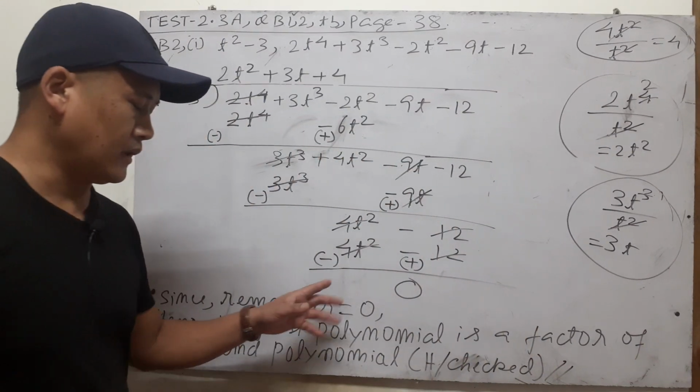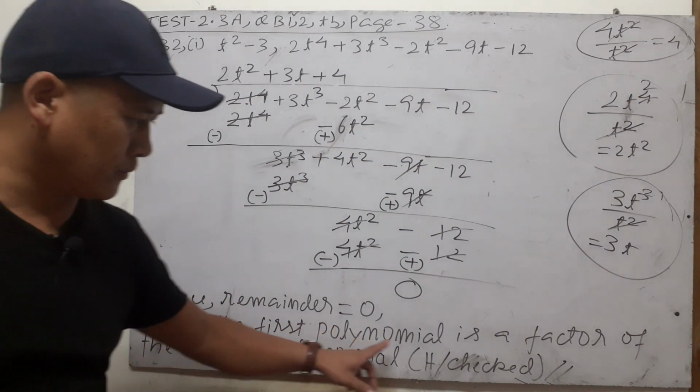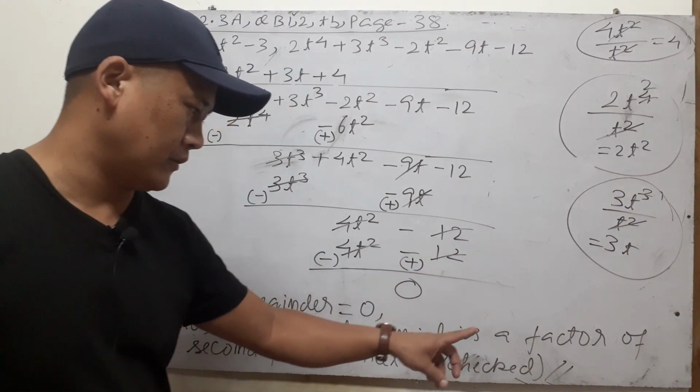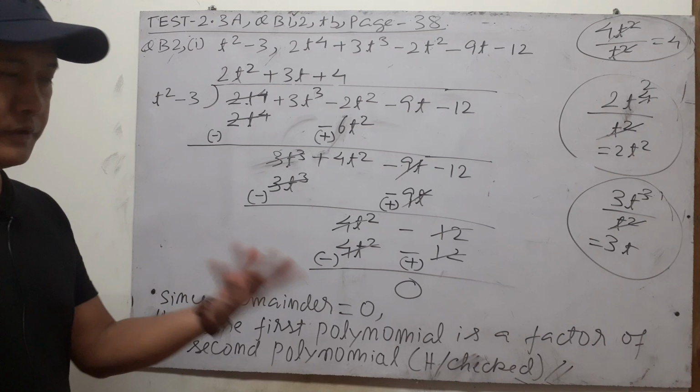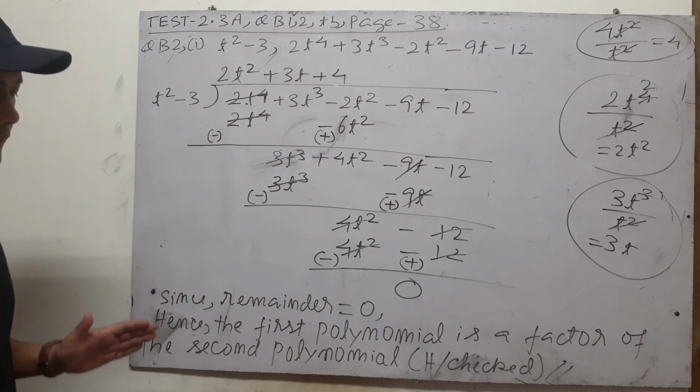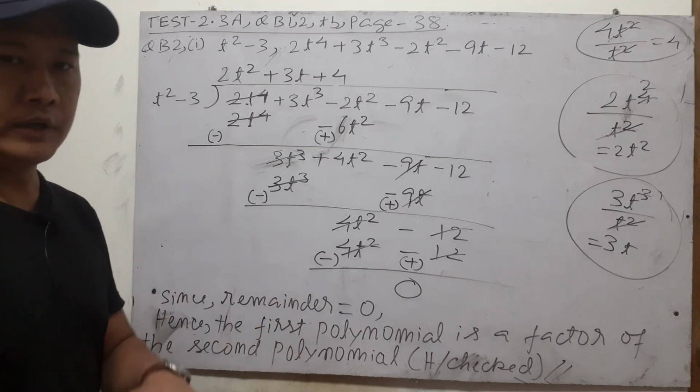If the remainder is not 0, then the first polynomial is not a factor. If it's equal to 0, then the first polynomial is a factor of the second polynomial. That's how we check whether a given polynomial is a factor of the other.